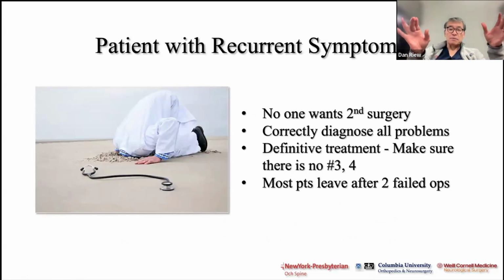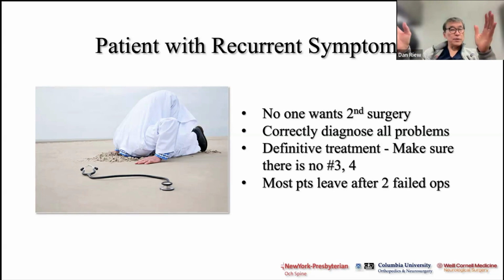So when that patient comes back with recurrent symptoms, don't do what those surgeons did and bury your head in the sand. Nobody, not the patient, not you, the person who did the surgery, not the insurance company, no one wants to do that second operation. But if you can correctly diagnose those problems and then definitively cure that problem, then you will be the hero. Don't be the surgeon that says there's nothing wrong, because your patients aren't going to stay with you.